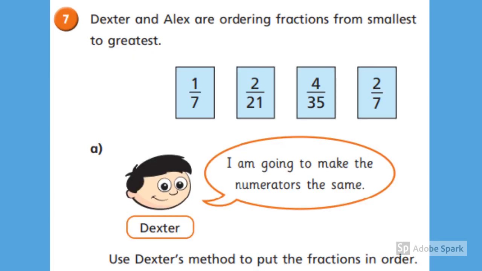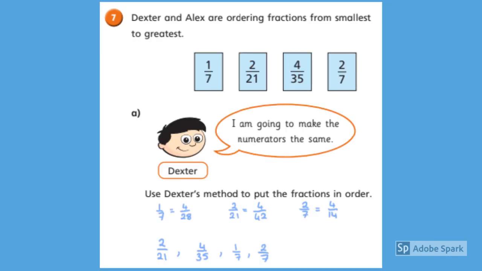So for our final question, number 7, Dexter and Alex are ordering fractions from the smallest to the greatest. We're just going to use Dexter's method today, and he's going to make all the numerators the same. Can you use Dexter's method to put the fractions in order? Let's look at the numerators. What number could we make them all? Yes, let's make them all 4. Pause the video. So how did you get on changing all the numerators into 4?